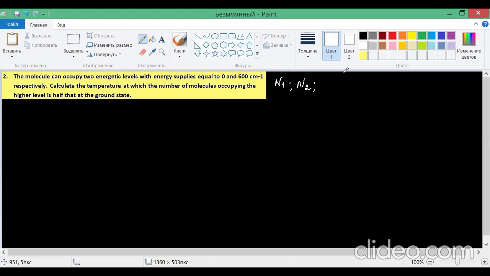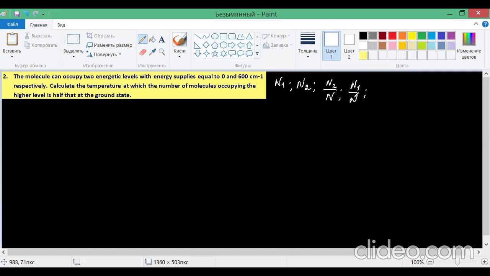Now, from the problem we understand, and I hope that you understand too, that n sub 2 over n, where n is the total number of molecules in the whole system, is, let's say, the concentration, just to make things easier for understanding. This is the concentration of molecules at the higher energy level, while n sub 1 over n is the occupation degree of molecules of the ground state, right?